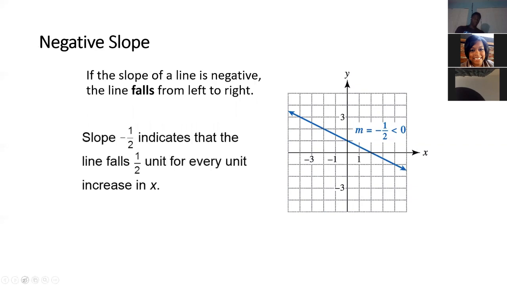Okay, negative slope. Negative slope means the line is falling from left to right. It falls from left to right, so I'm decreasing from left to right. Example here, when the slope is negative, there is a negative value for your m. M is less than 0. So as my x increases, my y decreases.